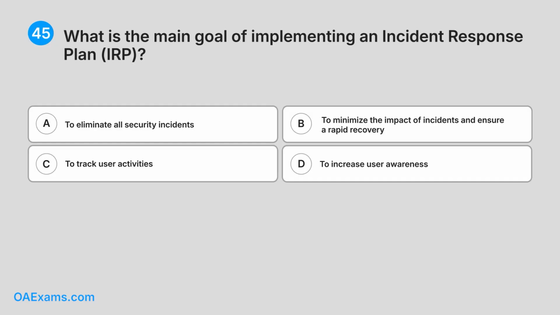45. What is the main goal of implementing an incident response plan? A. To eliminate all security incidents. B. To minimize the impact of incidents and ensure a rapid recovery. C. To track user activities. D. To increase user awareness. Can you guess the answer?